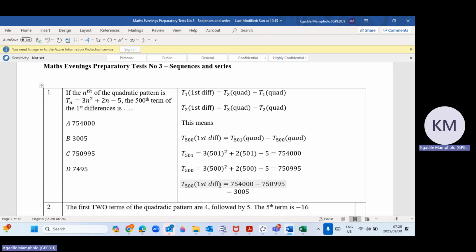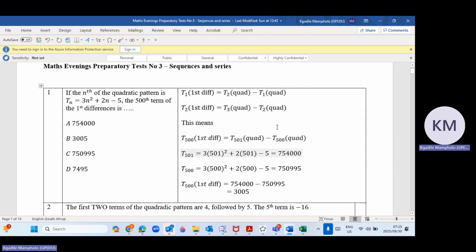The first question: if the nth term of a quadratic pattern is Tn equals 3n squared plus 2n minus 5, then the 500th term of the first difference is. Now, let's look into the pattern. The first term of the first differences of a quadratic is the second term of that quadratic minus the first term of that quadratic. The second term of the first difference will be the third term minus the second term.